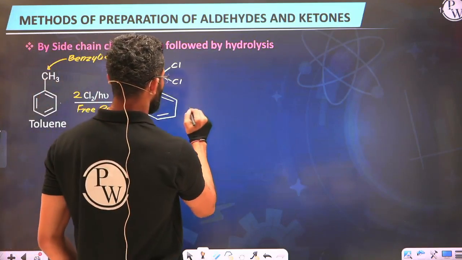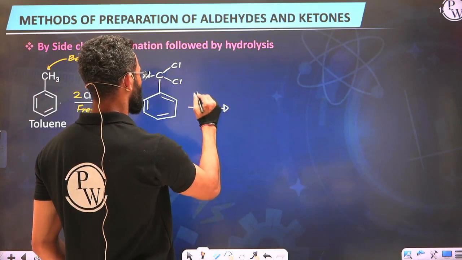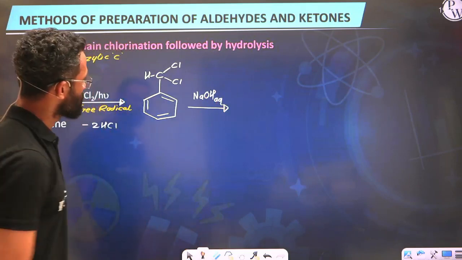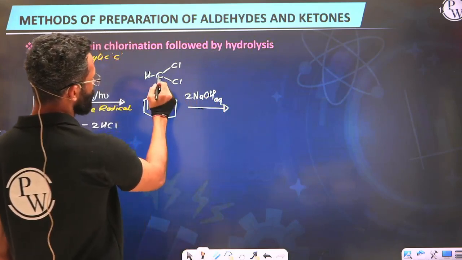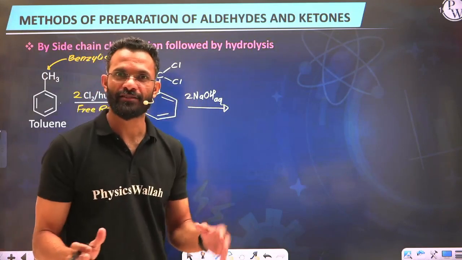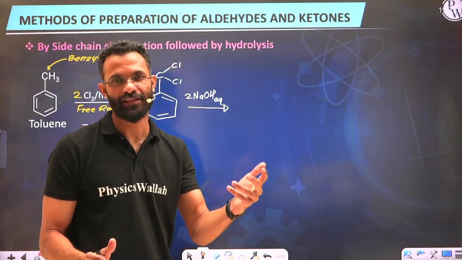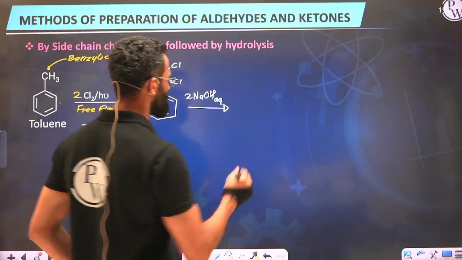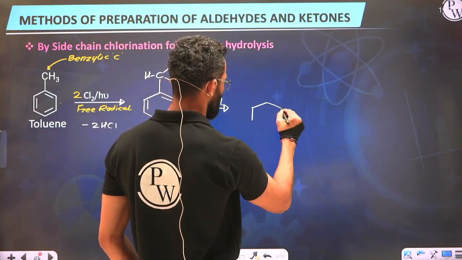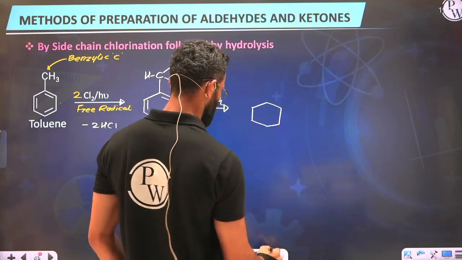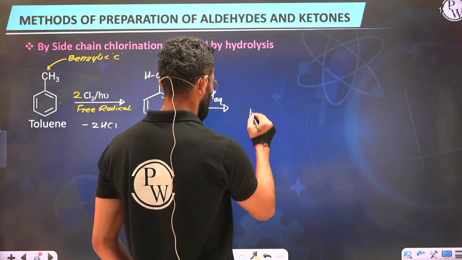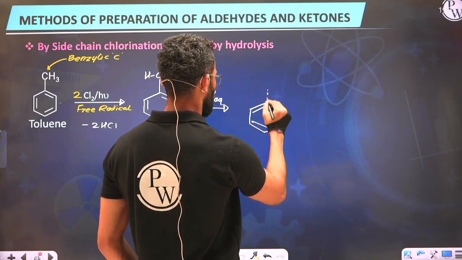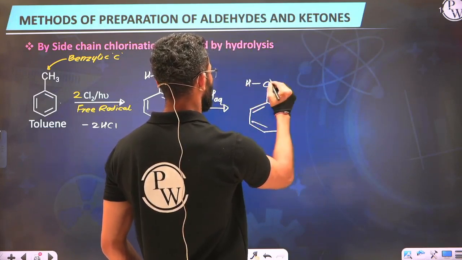Now this will be further hydrolyzed. So let's say I'm treating this with NaOH, aqueous. So 2NaOH will carry out nucleophilic substitution. Having studied in reaction mechanism, benzyl halide always undergoes nucleophilic substitution via SN2 as well as SN1. So both this chlorine being at benzylic carbon will be substituted by OH. So we will be getting a carbon with one H and two OHs.